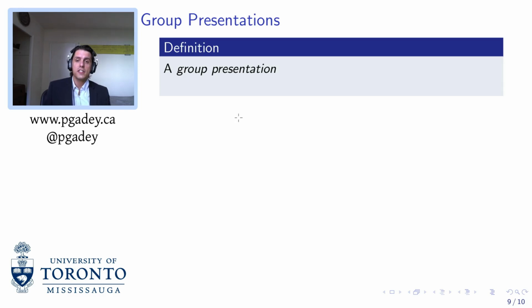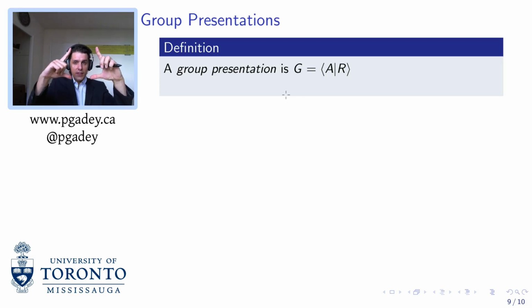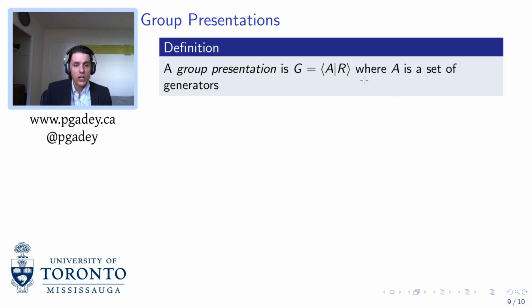A group presentation is a concise way of writing down a group of symmetries. We write the group as A and R in little angle brackets, where this set A is the set of generators, and R is the set of relationships among those generators. So it gives us a compact notation for writing down a group that may have finitely many elements, may have infinitely many elements. Let's look at an example.